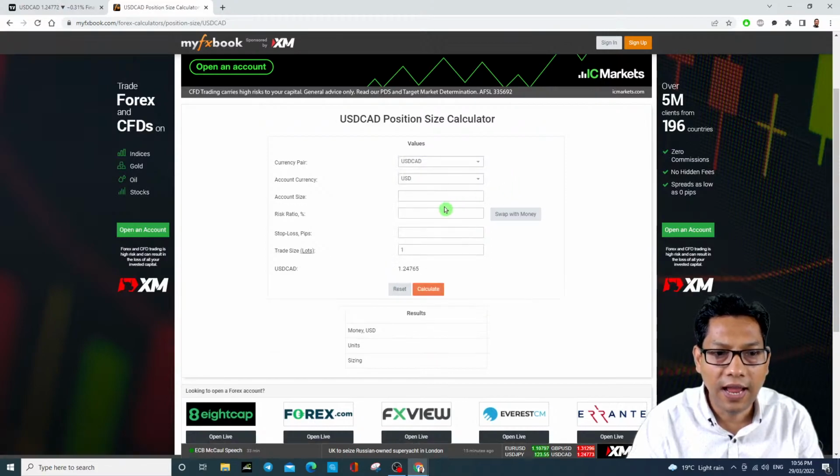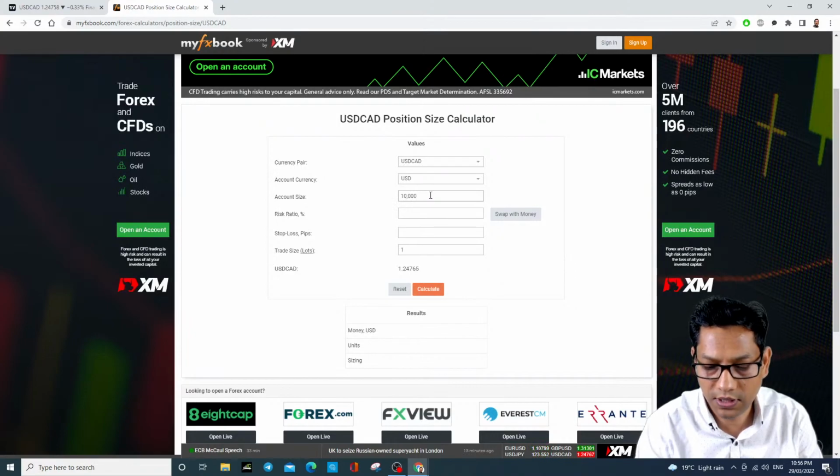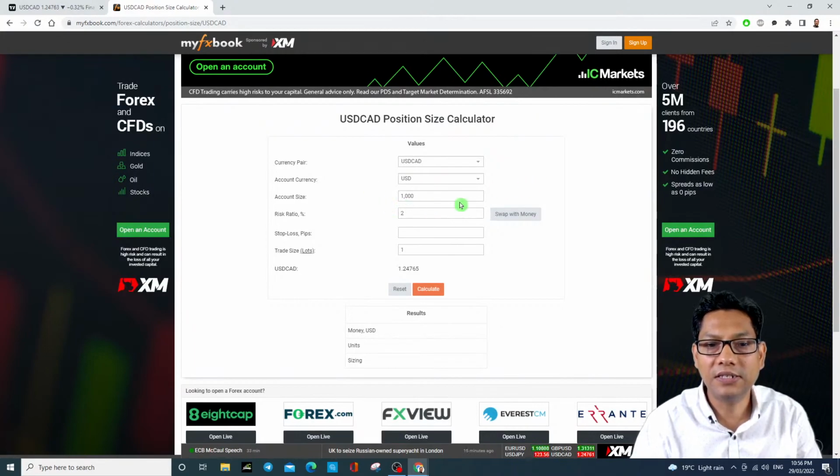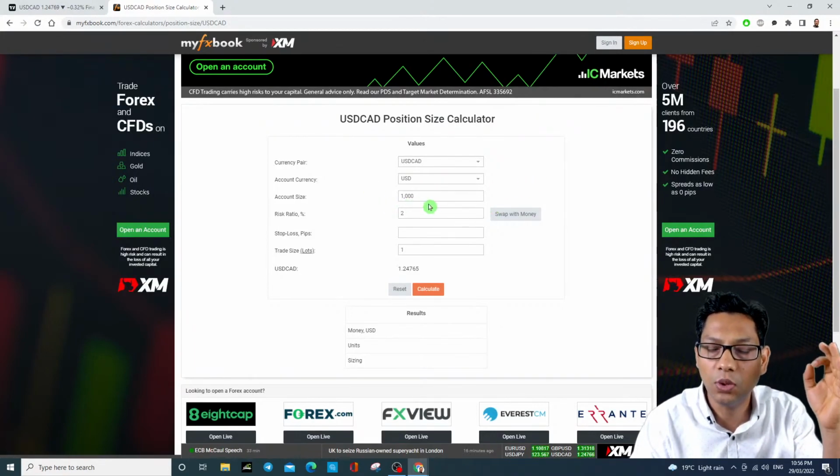USD CAD, and then account size. If you have an account size of $100, $1,000, no problem. $10,000, $50,000, $1 million, write it down here. And then the risk ratio. Let's say you want to risk 2%. That means for a $1,000 account, the risk will be $20, 2%.